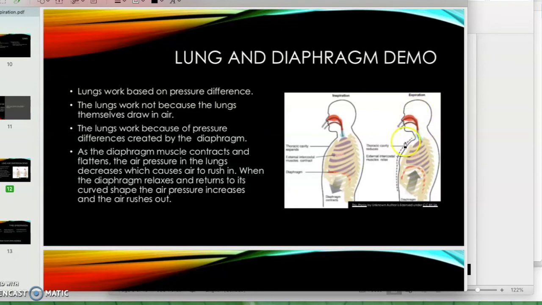Now, if we're looking at an expiration, we can see our diaphragm is relaxing, creating this big inverted U. We notice that this space is way smaller than it was over here. So again, when the diaphragm contracts, it creates more space and the thoracic cavity expands. And that's why air rushes in. When the diaphragm relaxes, it creates this inverted U, a much smaller space, so air is forced out.